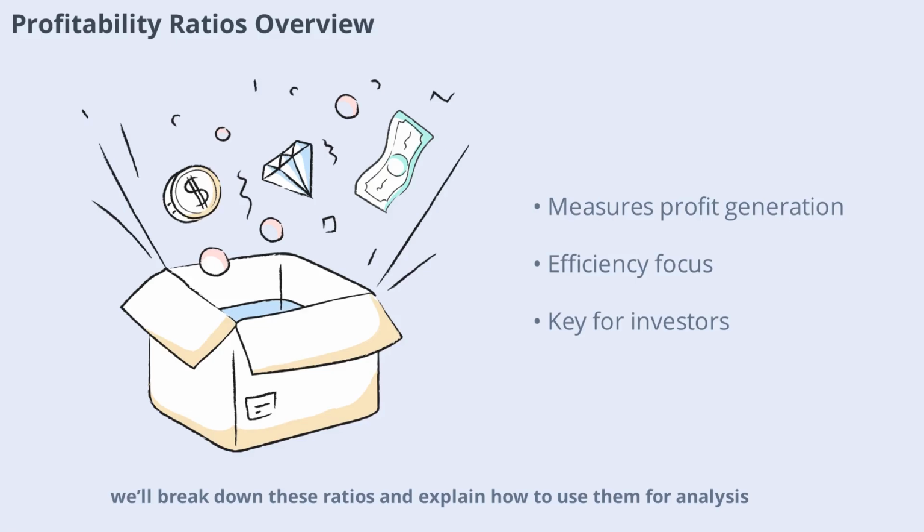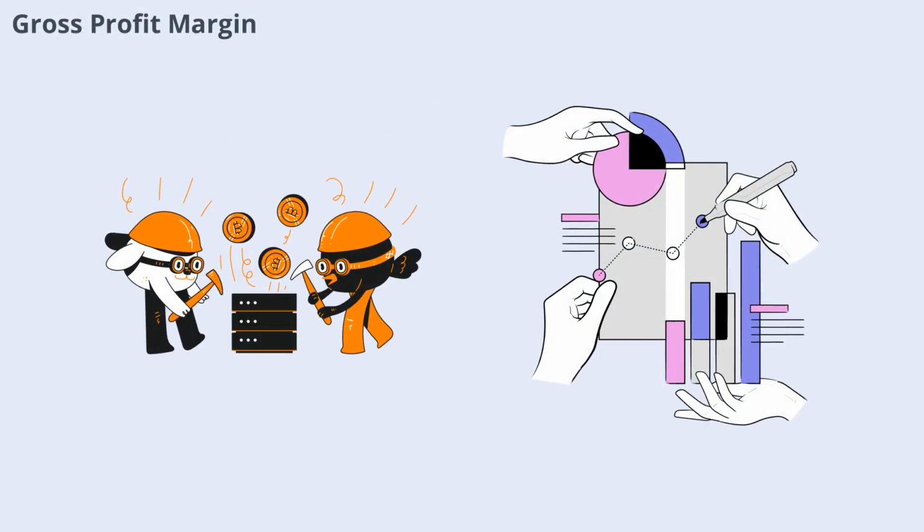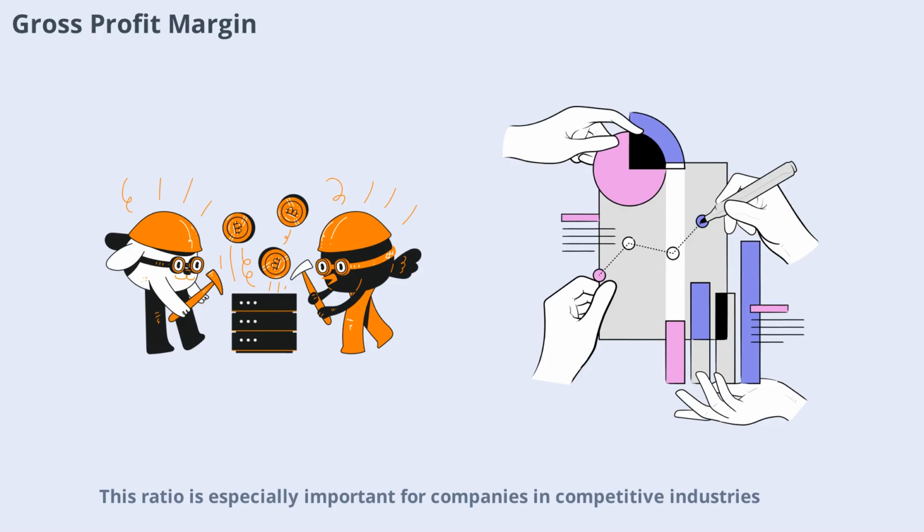In the following scenes, we'll break down these ratios and explain how to use them for analysis. Gross profit margin is calculated by dividing gross profit by revenue. It tells us what percentage of sales remains after covering the cost of goods sold. A higher gross profit margin means the company retains more money from each sale, which can be used to cover other expenses. This ratio is especially important for companies in competitive industries, where small changes in margin can have a big impact. Next, we'll look at an example to see how this ratio is applied.